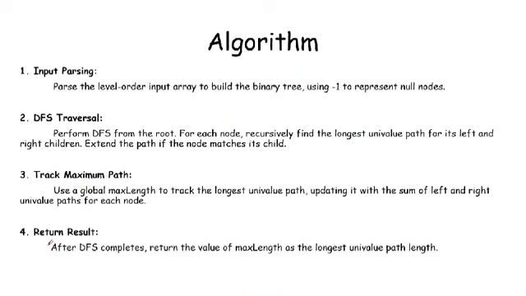For each node, recursively compute the longest univalue path for the left and right children. If the current node's value matches its left or right child, extend the univalue path by 1. Then keep a global variable maxLength to store the maximum univalue path length. Update maxLength with the sum of the left and right univalue paths for the current node. After traversing the entire tree, the value of maxLength is the longest univalue path length, which is our result of the problem statement.